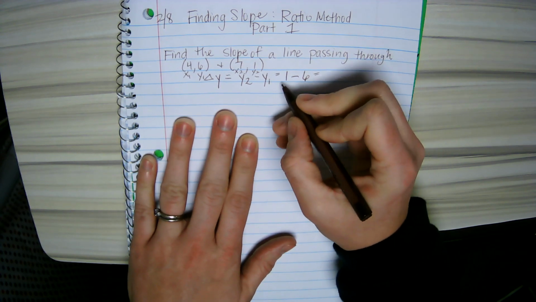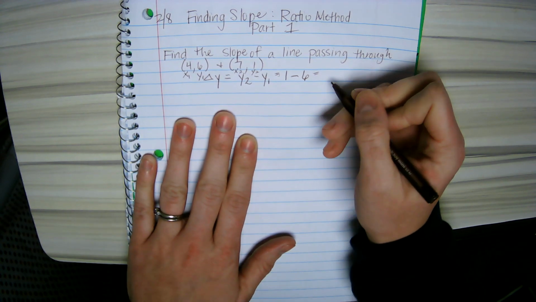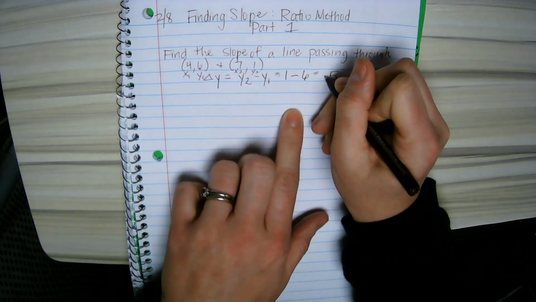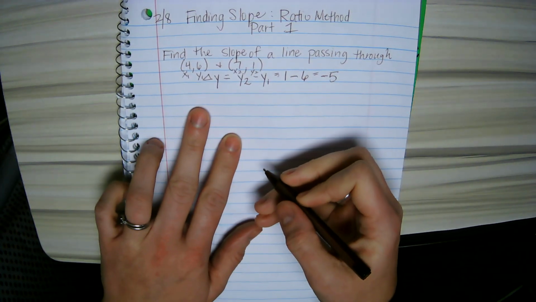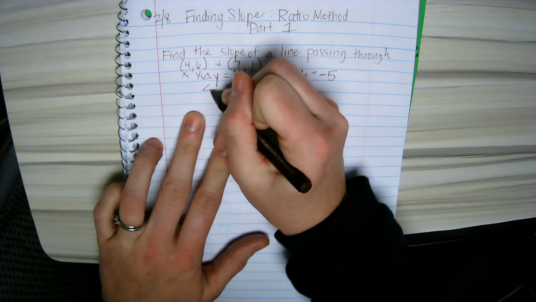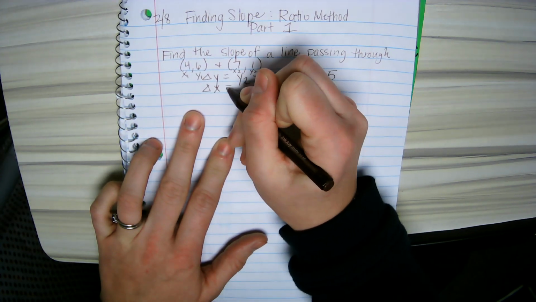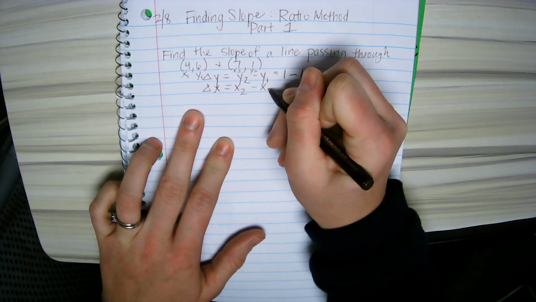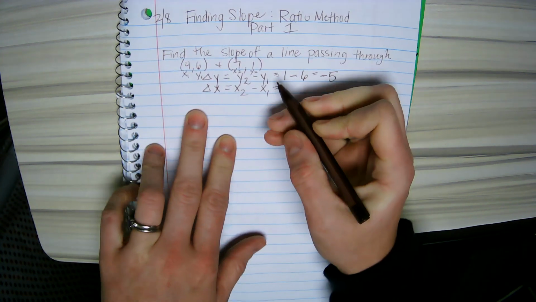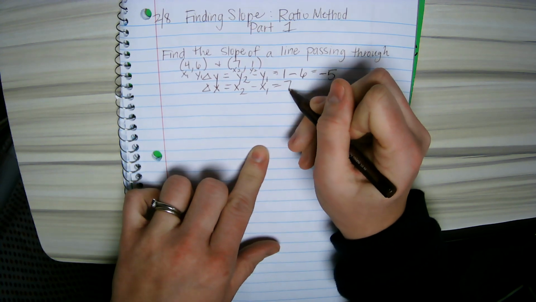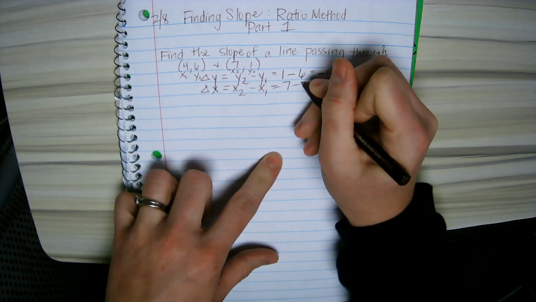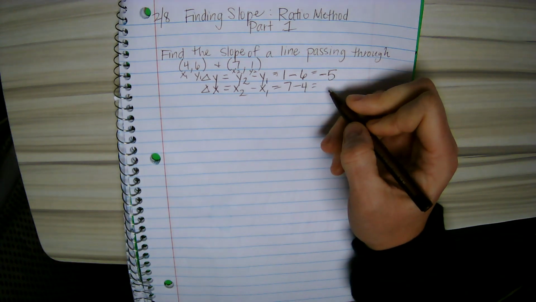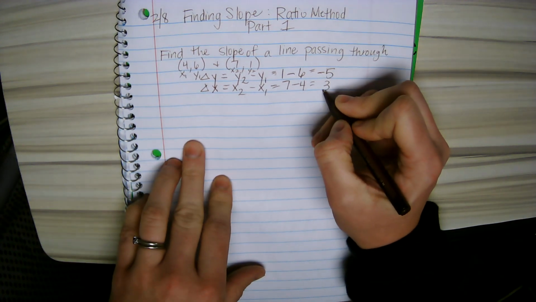Our numbers are different. We have a positive and a negative, so we're finding the difference. 6 minus 1 is 5, but our bigger number is negative. And the change in x, or delta x, is the x2 minus the x1. So we have x2, which is 7, minus x1, which is 4. So our change in x is 3.